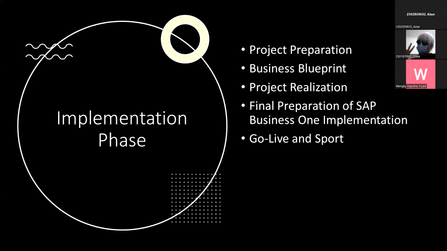System setup validation and testing is carried out, and required changes are done. The training support and cutover plan is defined. And the next step is final preparation of SAP Business One implementation. The purpose of this phase is to complete final preparation, including user and administration training, system management, and cutover activities to finalize go-live readiness.